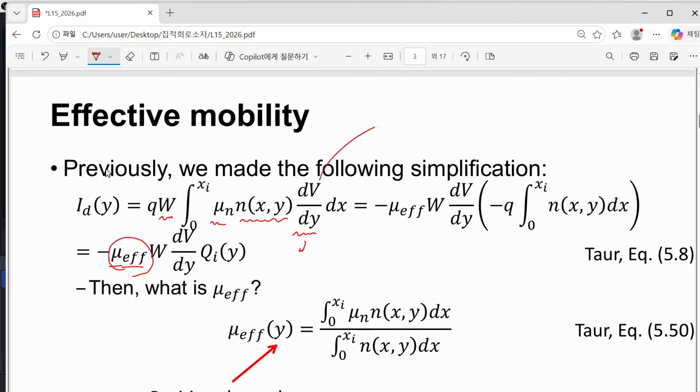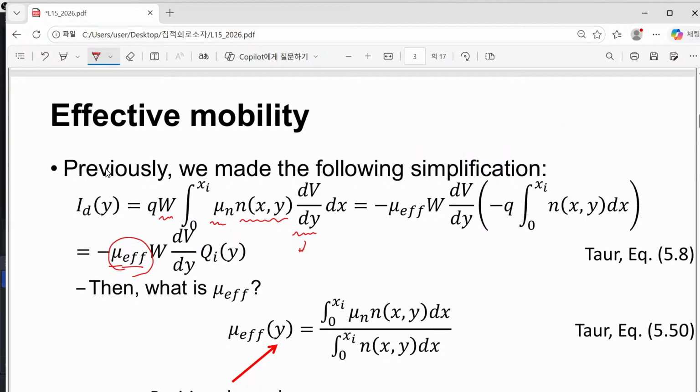If you remember correctly, in this place, instead of this V, we actually have to introduce the point-wise electron quasi-Fermi potential. But in this MOS structure we had a really good approximation: it can be well approximated by just the channel potential V, which depends solely on y instead of the depth direction x. That was the trick. We made it much simpler.